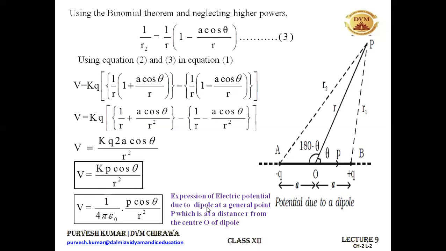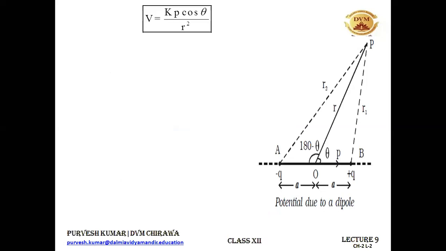So this is the expression of electric potential due to a dipole at any general point P, which is at a distance r from the center O of the dipole. Now we have obtained the expression for the electric potential due to a dipole at any general point. What will be the case if this point P is lying on the perpendicular bisector, that is the equatorial point, and what will be the case if it is lying on the axis of the dipole, that is the axial point? So let's do that. We can take it as case 1 and case 2. So we have some special cases.